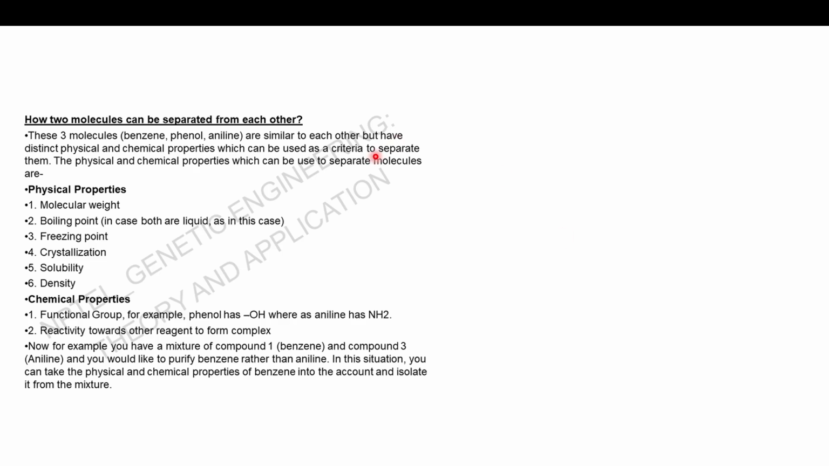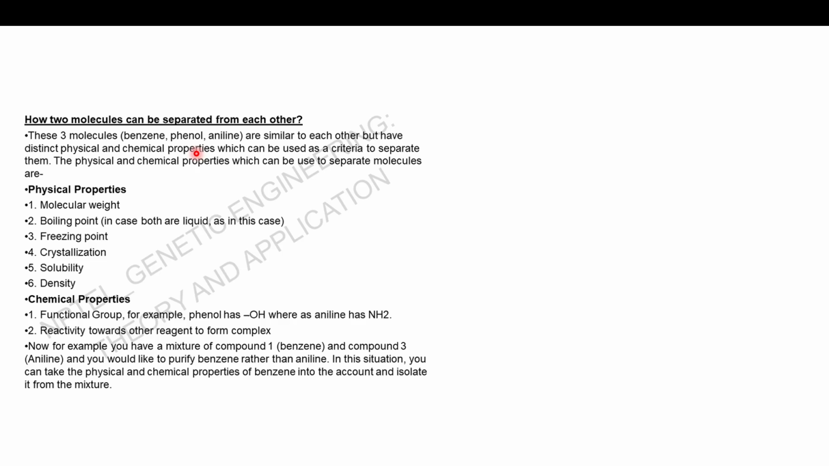Okay. Now, how can two molecules be separated from each other? Suppose there are three molecules, benzene, phenol, and aniline, and these are very similar to each other, but they have different physical and chemical properties.